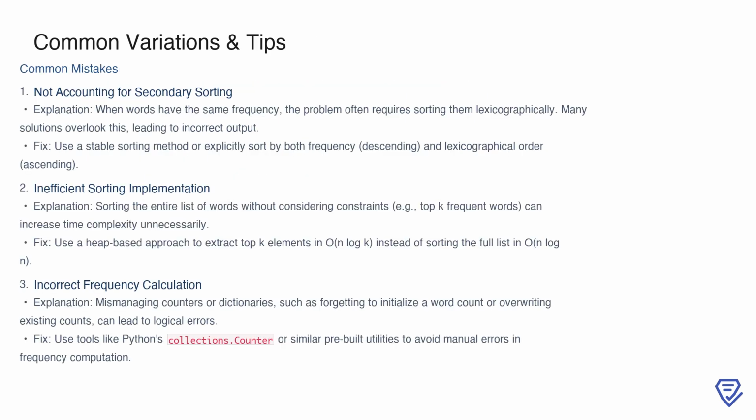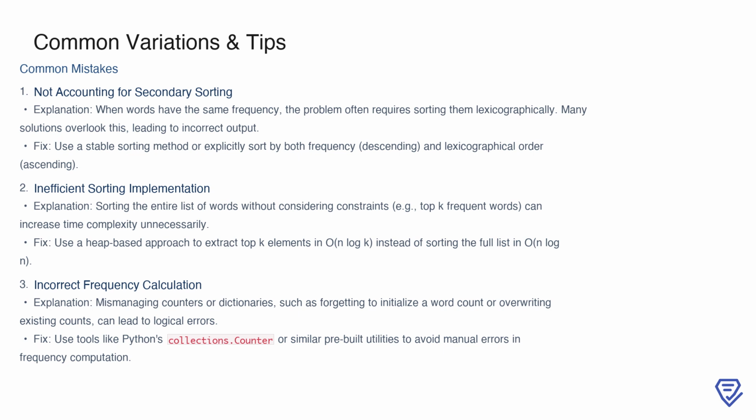When solving this problem, there are several common mistakes that can lead to incorrect or inefficient solutions. One of the most frequent errors is not accounting for secondary sorting. For instance, when 2 words have the same frequency, the problem often specifies that the words should be sorted lexicographically. Overlooking this can lead to wrong output. To fix this, you can use a stable sorting method or explicitly sort by frequency in descending order and lexicographically in ascending order. Another mistake is implementing an inefficient sorting strategy.